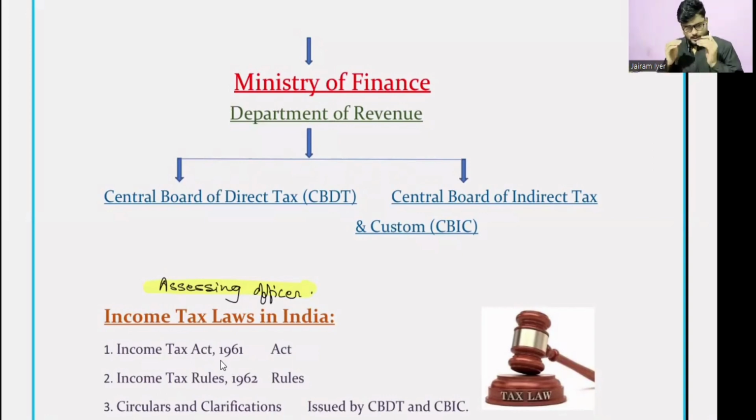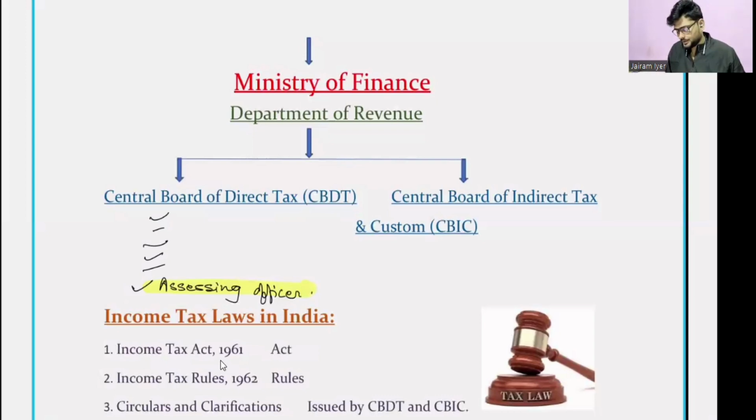So under the Ministry of Finance, we have the Department of Revenue. Under the Department of Revenue, we have CBDT and CBIC. In direct tax, in income tax, we are only concerned with the CBDT part. And under that CBDT, we have one assessing officer. There are 6 more heads above this; this is the 7th head under the Central Board of Direct Tax. And he is the one who will come in front of us, the assessing officer.